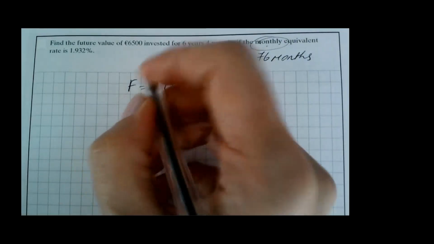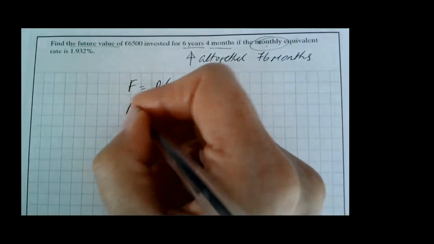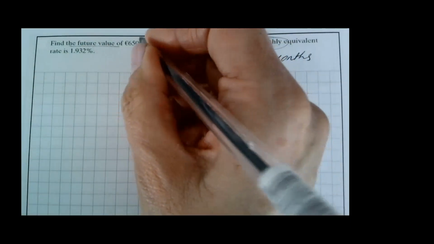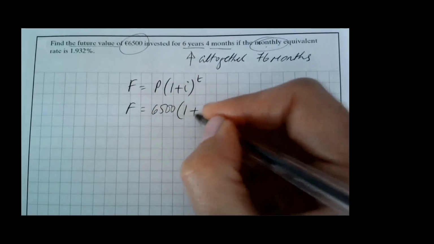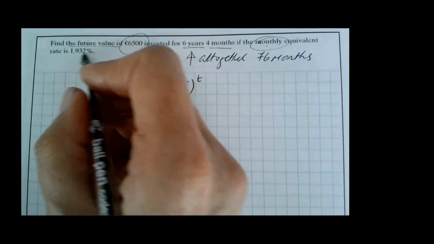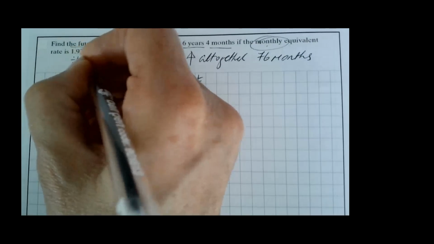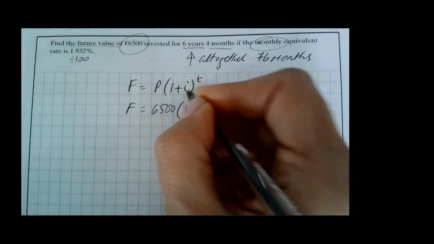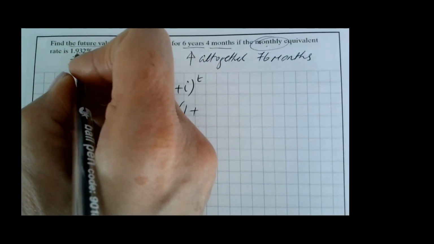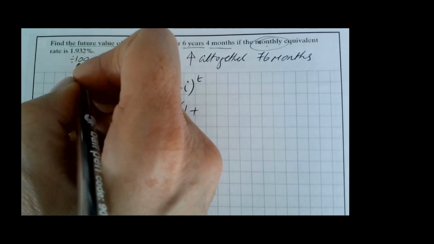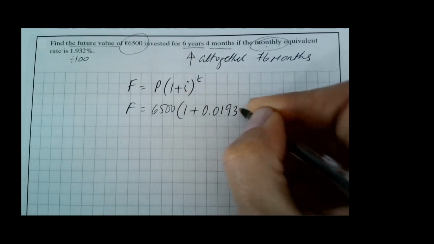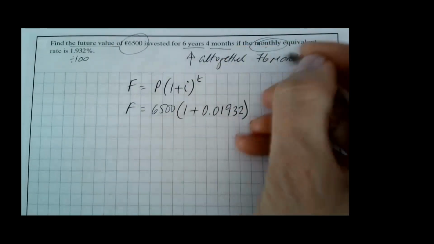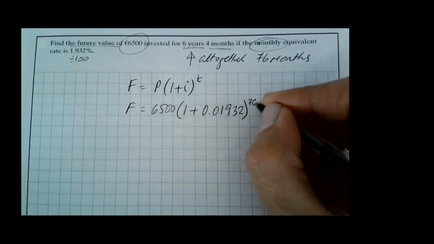So I want to find the future value, so I don't know what that F is. If the 6,500 is our principal amount that's being invested, the rate is fine. It is 1.932%. Now, that is it as a percentage. Divide by 100 to get that as a decimal. The I always needs to be filled in decimal form. So 1.932 divided by 100 is 0.01932. And the time now, once that's all in months, I can do that to the power of 76.